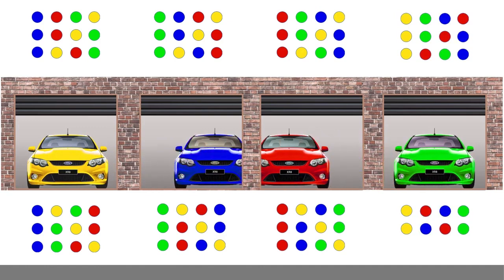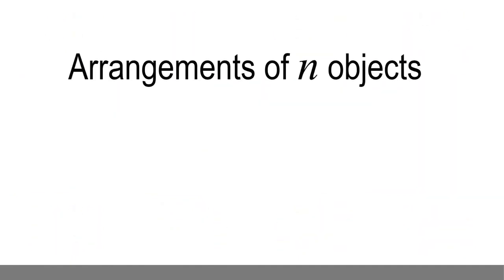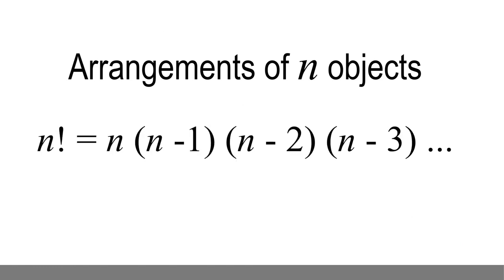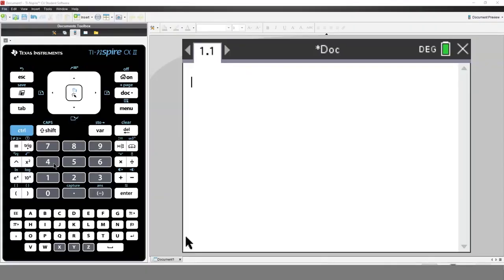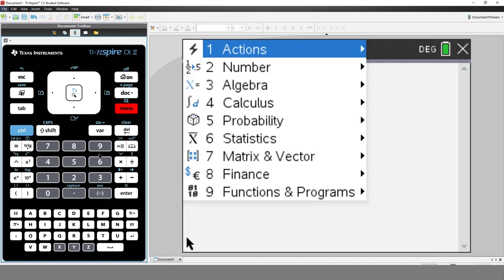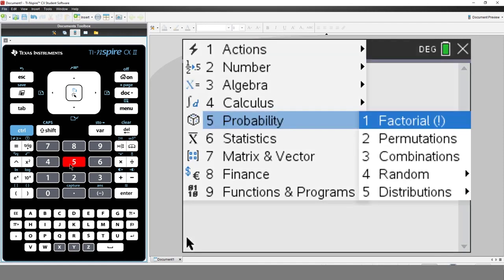In general, the number of ways we can arrange n objects can be calculated by n factorial. This is equal to n times n minus 1 times n minus 2, and so on. Arrangements are often used in probability, so you will find the factorial command in the probability menu.